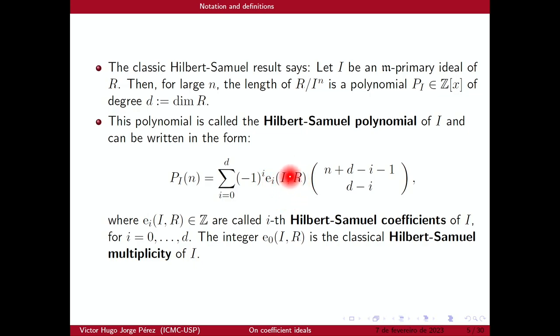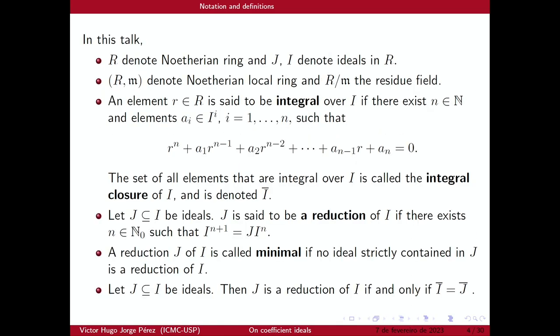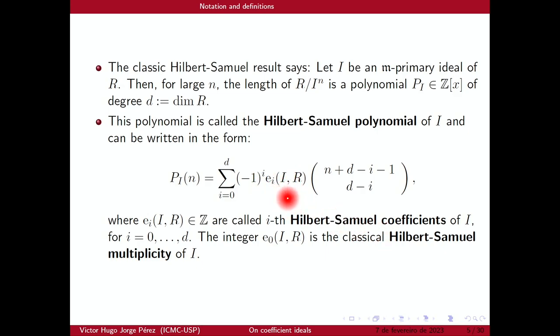Principally, these coefficients are very important. These numbers are called the Hilbert-Samuel coefficients of I. Principally, this first one, a_0, is called the Hilbert-Samuel multiplicity. This number is very, very important in commutative algebra and in algebraic geometry. This number is positive, but in this polynomial I have other integers, other numbers, and I use these other numbers. Remember my notation: these are the Hilbert-Samuel coefficients, and this is the Hilbert-Samuel multiplicity.